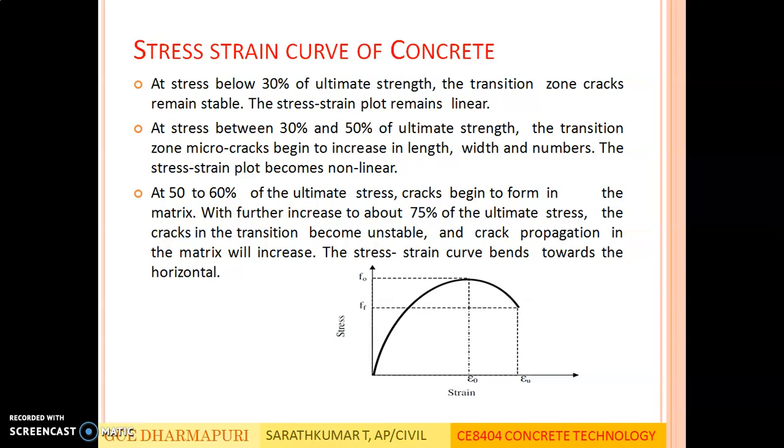With a further increase to about 75% of the ultimate stress, the cracks in the transition zone become unstable and the crack propagation in the matrix will increase. The stress strain curve bends towards the horizontal.